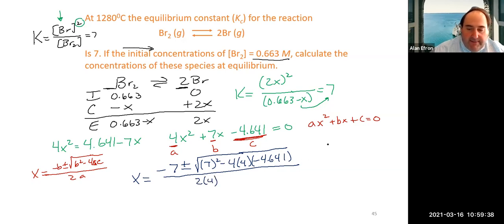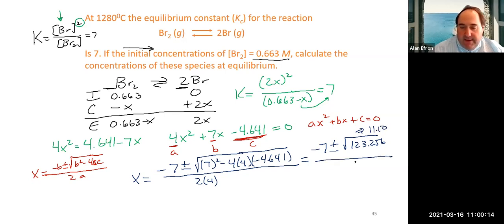So I'm going to clean up some stuff here. We'll go with minus 7 plus or minus. If we do the square root part, we're going to take 7 squared, minus 4 times minus 4.641. It looks like inside the square root gets us something like 123.256, which, when we take the square root of that, ends up with 11.10 at the top there, divided by 8.